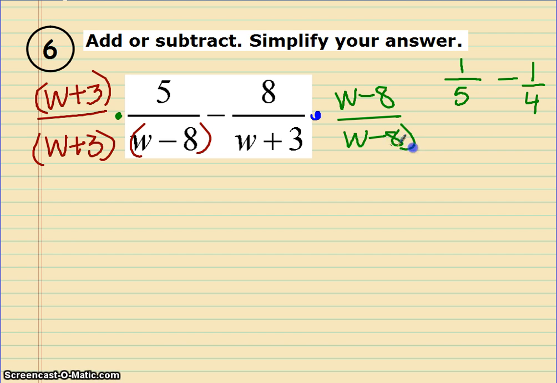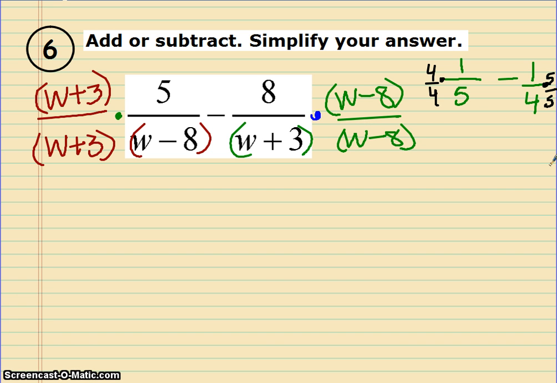And where did that come from? Where did that come from? The w minus 8 went over here, and w plus 3 went over here. So if we go back and look at this, we times this one by 4 over 4, and this one by 5 over 5, so we can see how that's the same.